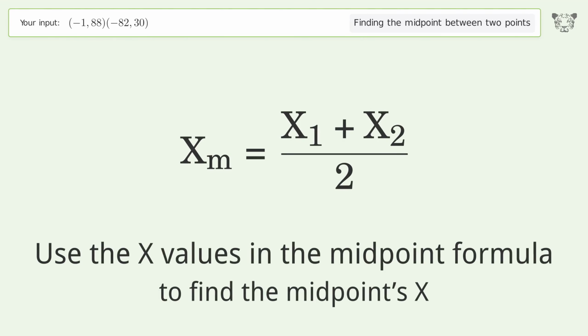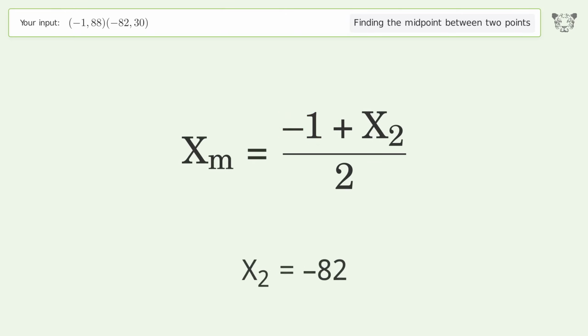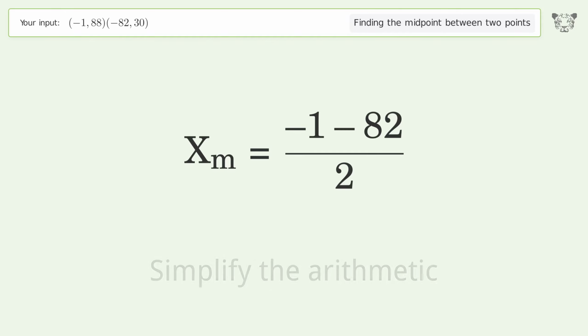Use the x values in the midpoint formula to find the midpoint's x. x1 equals -1. x2 equals -82. Simplify the arithmetic.